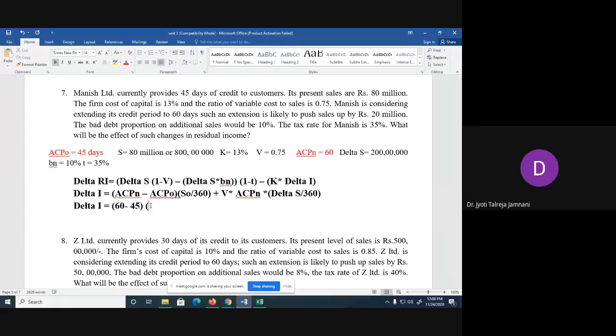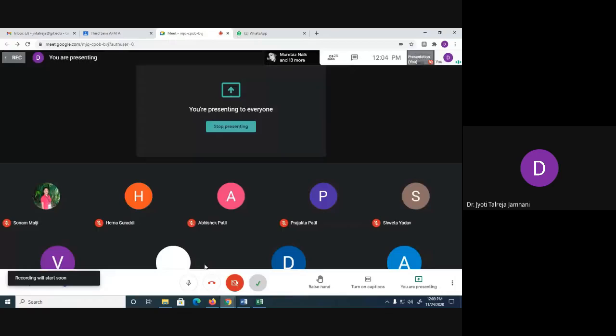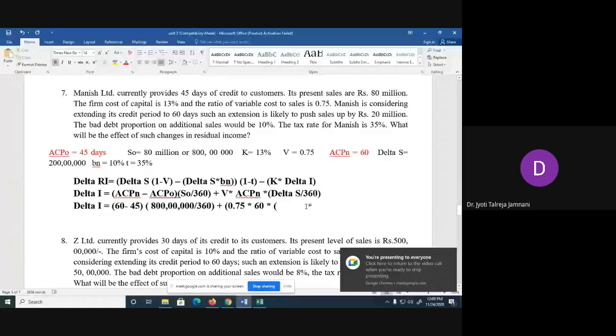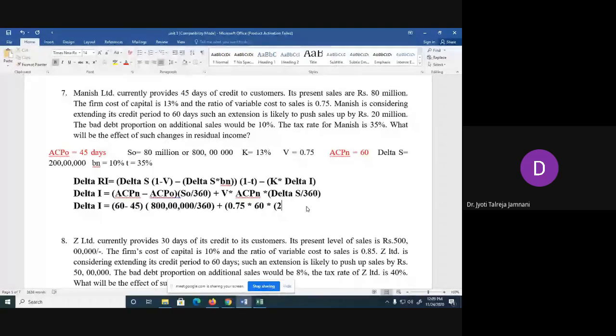So we have to do new minus old for the period. Then you have S naught divided by 360. S naught is the original sales, which is 80 million, nothing but 800 lakhs, divided by 360, plus variable cost 0.75 they've given you, into ACPN, the new credit period, which is 60 days, into delta S divided by 360. Delta S is the increased sales, 20 million, which is 200 lakhs, divided by 360.